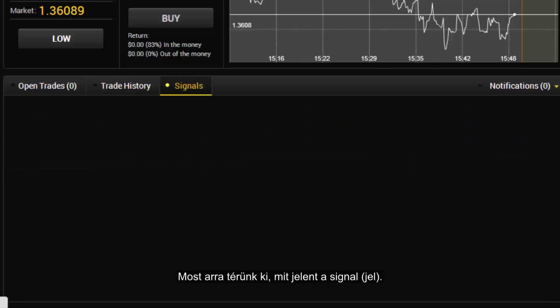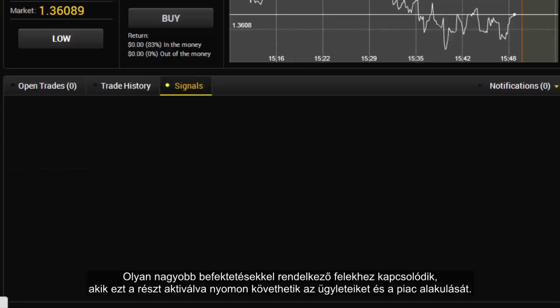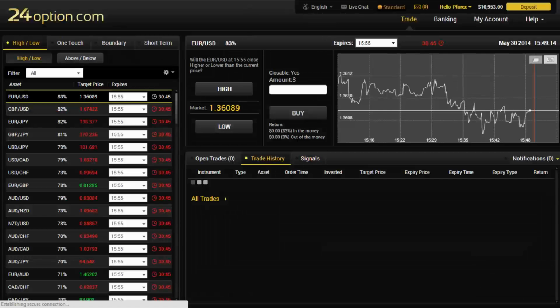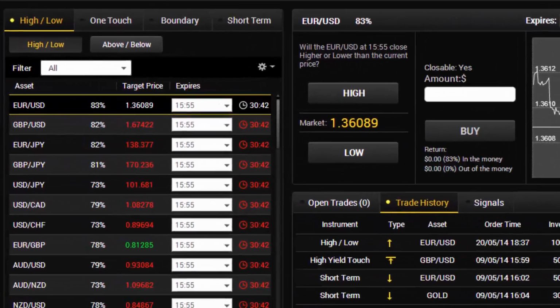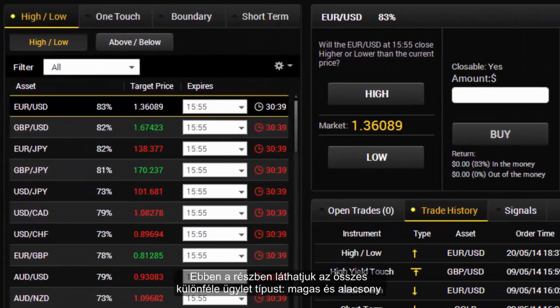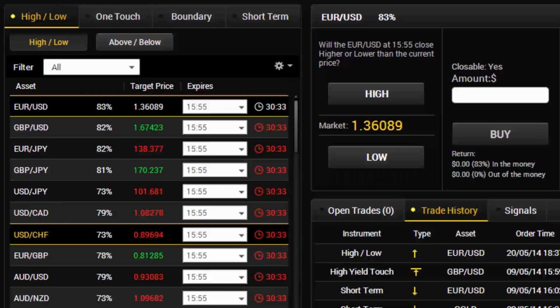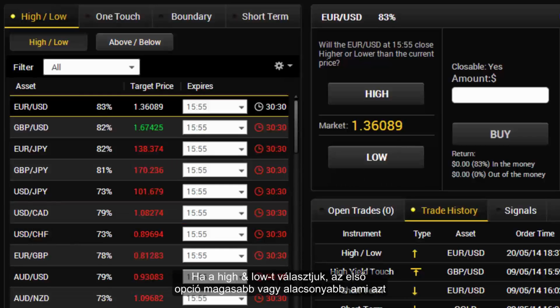Signal. Now we will talk about what is called a signal. It relates to parties with higher investments, who can activate this section to monitor their trades and the market. In this section, you can see all the different types of trades like high and low, one touch, boundary and short term. If you choose high and low, the first option is higher or lower, which means higher or lower of a specific value based on the price index.